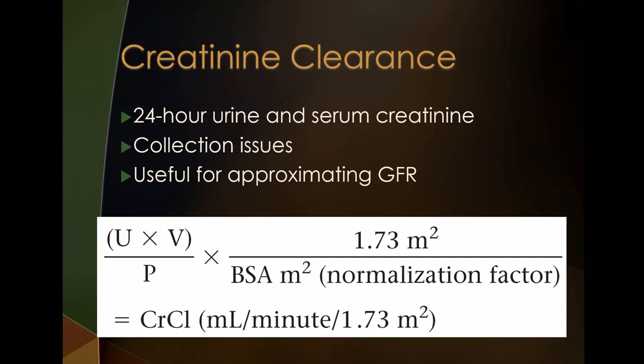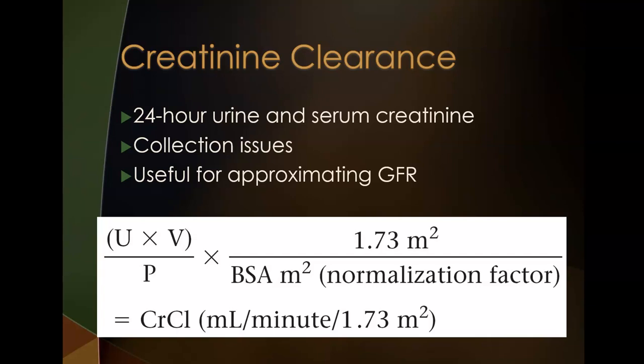And anyway, there's all kinds of ways this can go wrong. But the idea is the way you collect it is you have the patient completely empty their bladder, and that's time 0. And then you start timing 24 hours from that time, and then every urine that's produced needs to be collected and put in this big jar and put on ice and stuff like that. And then at the end of 24 hours, hopefully you have them empty the bladder again. That goes in there, and hopefully you've collected everything, and then you send that to the lab. And it is useful for approximating the glomerular filtration rate.